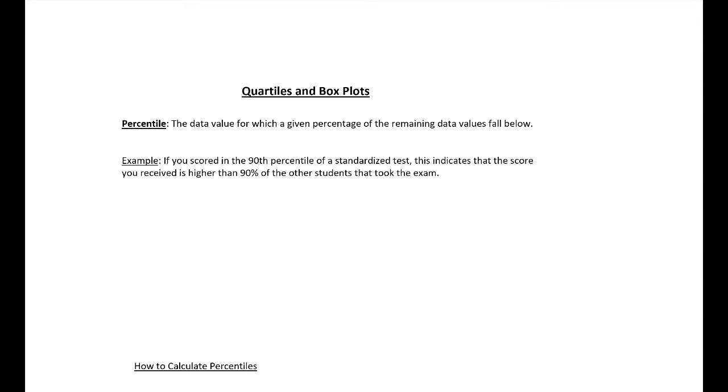For example, if you scored in the 90th percentile of a standardized test, what this indicates is that you didn't necessarily score a 90 on your test. What it means is that whatever that score is, it's higher than 90% of everybody else who took that exam. That's what a percentile is. It gives you a percentage of people as the data value, such that the percentage below it is the percentage of people that scored below that test score.